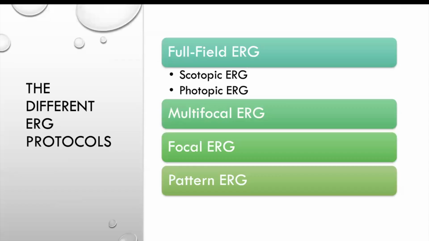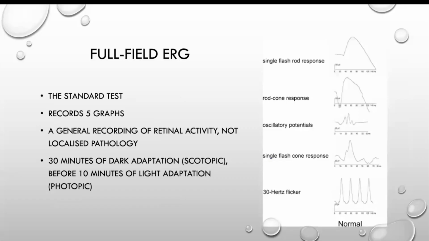And then there's sort of different types of ERGs. So you've got your full field ERG, which starts with your scotopic and then turns into your photopic. It's one test that's performed over a long time. And then you've got different types of ERGs with different types of machinery that look at either multifocal, focal, or pattern ERGs. So when looking at the full field ERG, this is your standard test and it records 5 graphs over time. And it's a general recording of retinal activity.